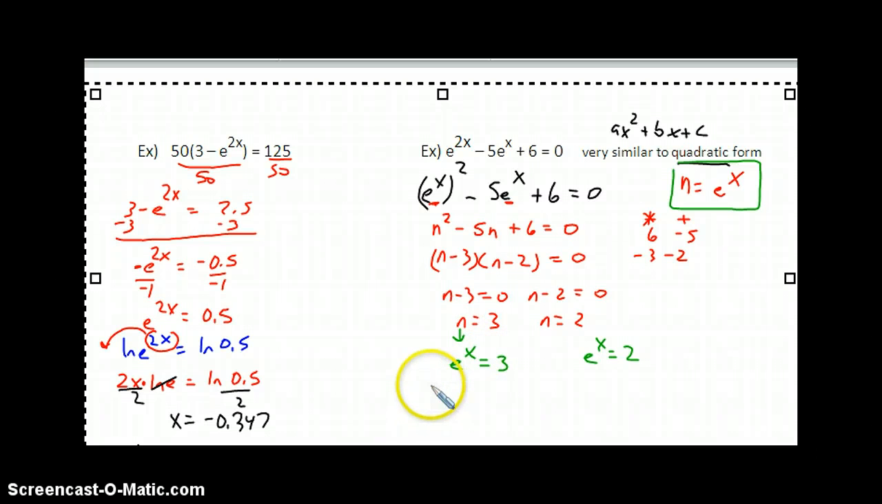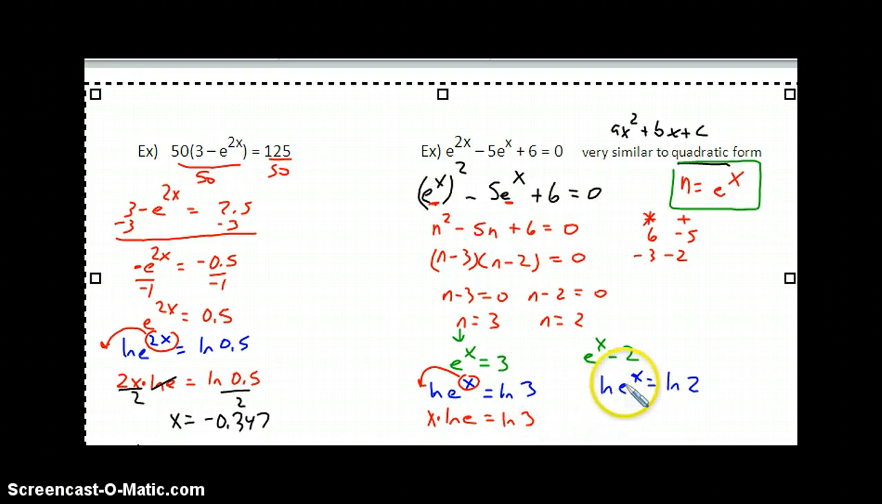Let's do that over here. Natural log of e to the x equals natural log of 2. And then what I can do now is write my exponent as a coefficient. And this would be x times the natural log of e equals the natural log of 2. And remember, the natural log of e is the same as 1. So this is really x equals the natural log of 3. The natural log of 3, when I typed it in my calculator, is 1.099.